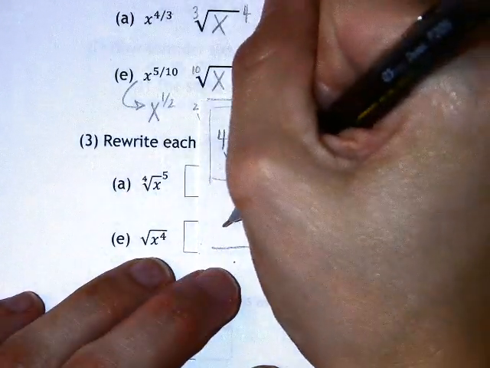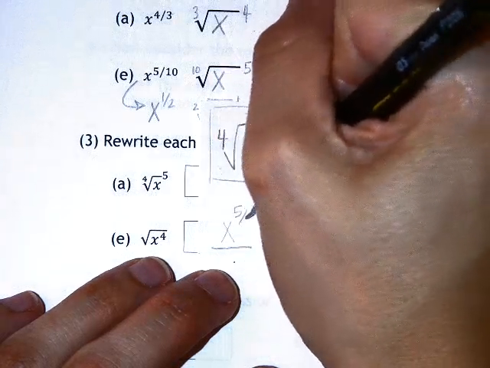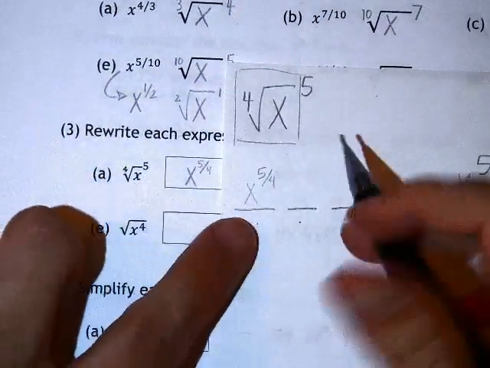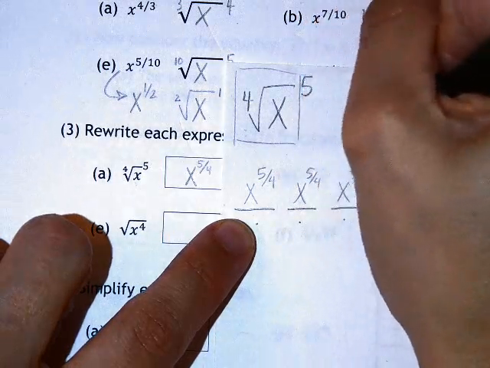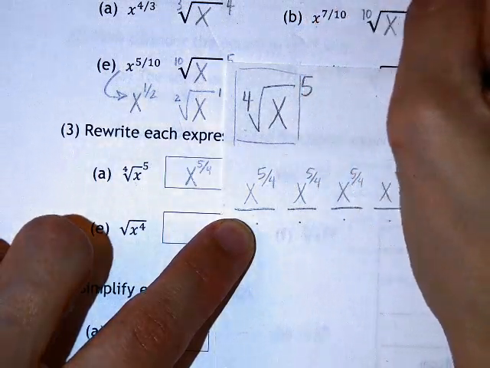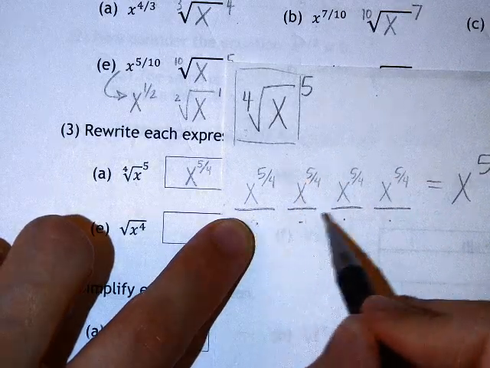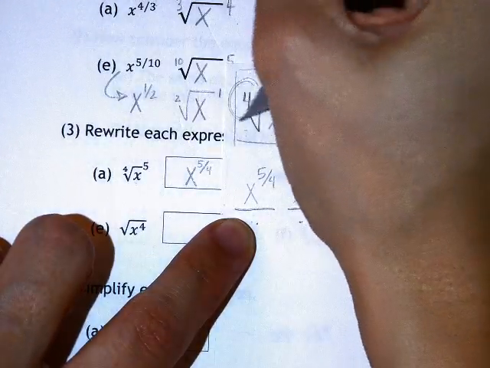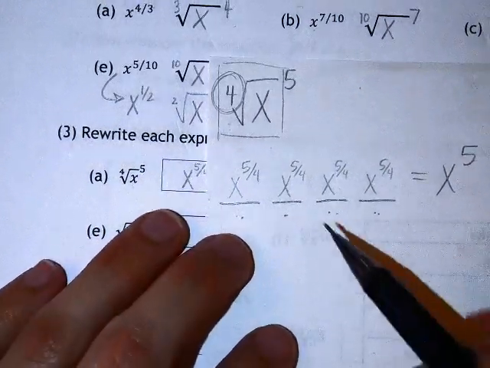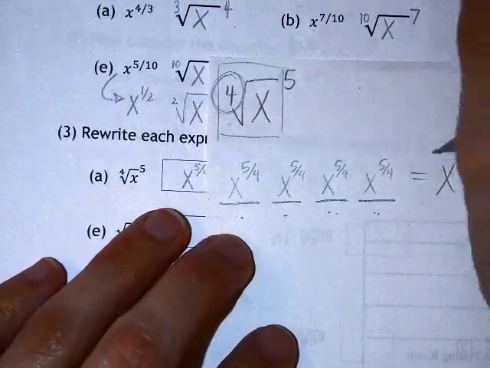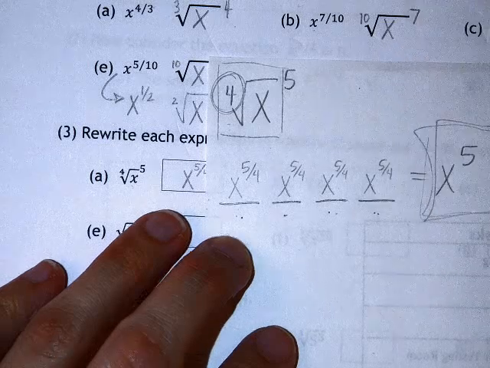So that's actually why when you write your answer in the box as x to the 5/4, it works. What we're actually saying is if you take x to the 5/4, 1, 2, 3, 4 times, the little root number tells you how many times you're supposed to take it, then that means you'll end up with x to the 5th as your total.